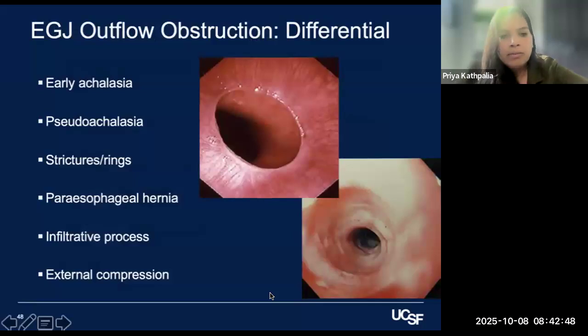So the differential for outflow obstruction is early achalasia, pseudoachalasia, like in this patient. Or no, I shouldn't. This patient has more of an outflow obstruction. There could be strictures or rings, paraesophageal hernia, or infiltrative process. And certainly could have some extrinsic compression of the LES as well. So again, consider CT scan or EUS to rule out extrinsic compression or an infiltrative process that can be missed with superficial biopsies.